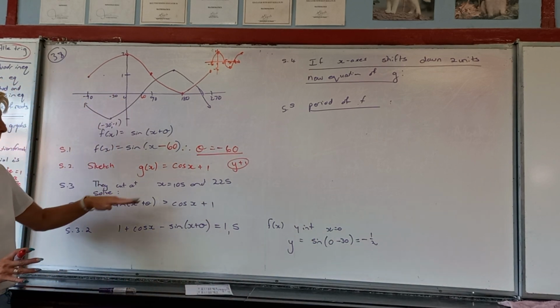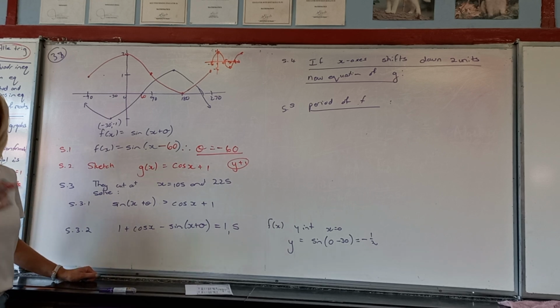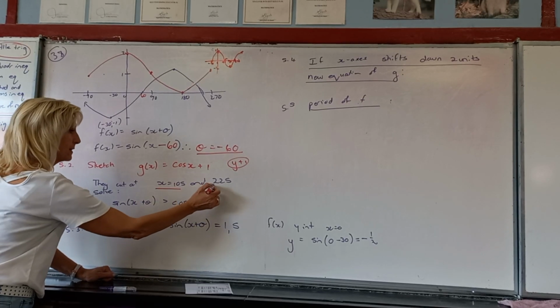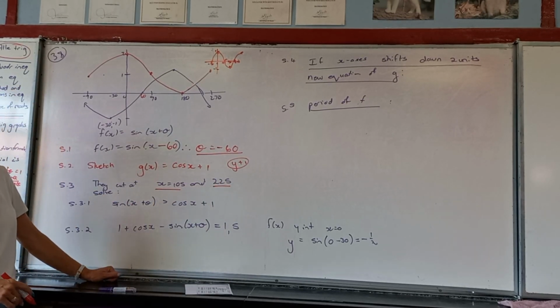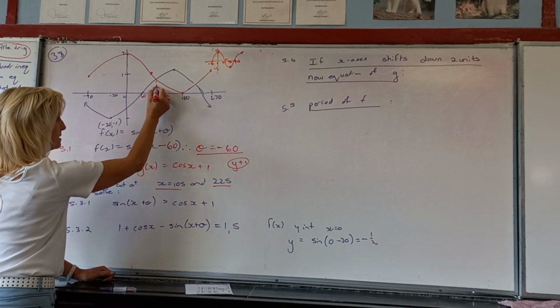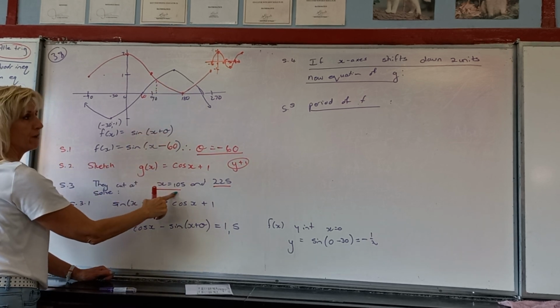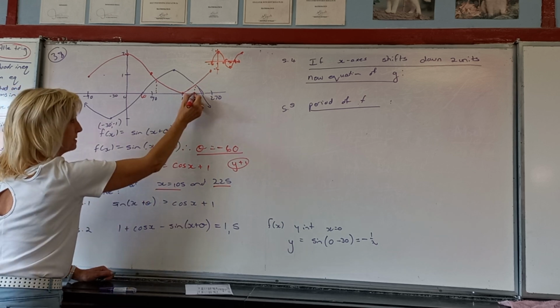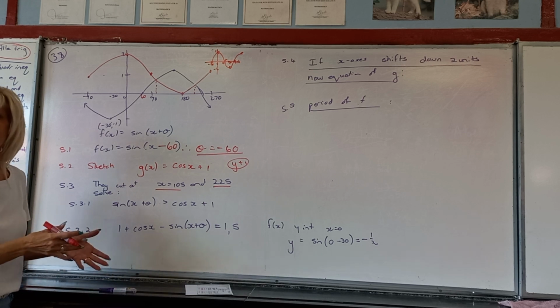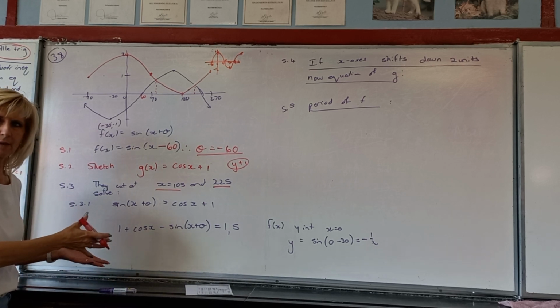Then they ask me, if it is given or assumed or whatever the question says, that the two cut at those two points, could I have asked you that? Yes. They're telling me that this one here is 105, and this one here is 225. So you don't have to worry about it. They're giving it. So now everybody's answers must be the same.